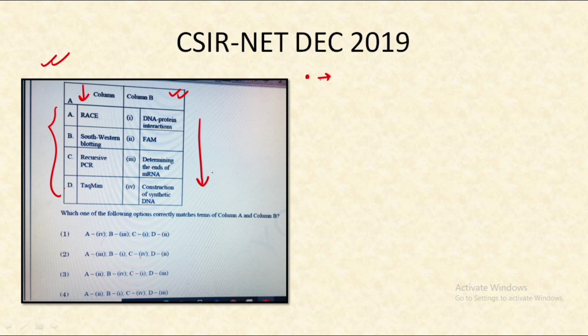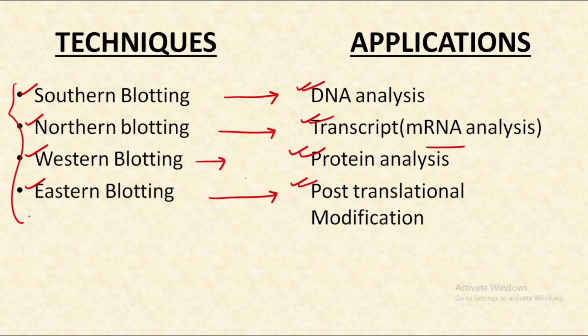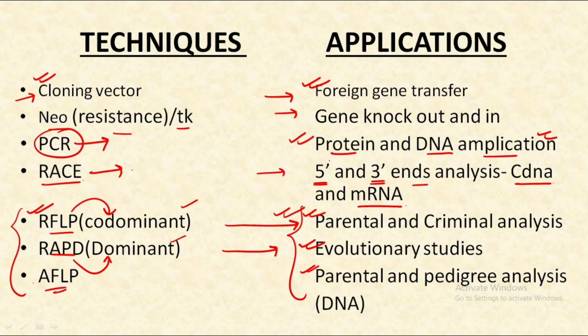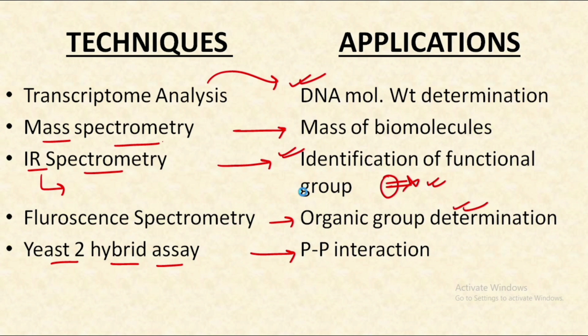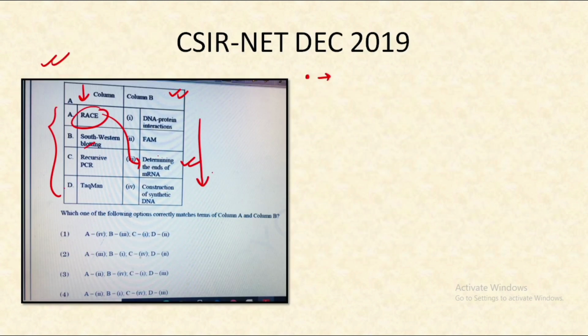But even if you remember a few of them, you can easily fetch out marks from this particular question. So according to the list that we have discussed, we know that RACE is mainly used for determining the ends of the mRNA. As you can see, we have just discussed that RACE is mainly used for the 5' and the 3' ends analysis of the cDNA and the mRNA. And the same has been put up in the question, that RACE is used for determining the ends of the mRNA. That is, A matches with the third option.